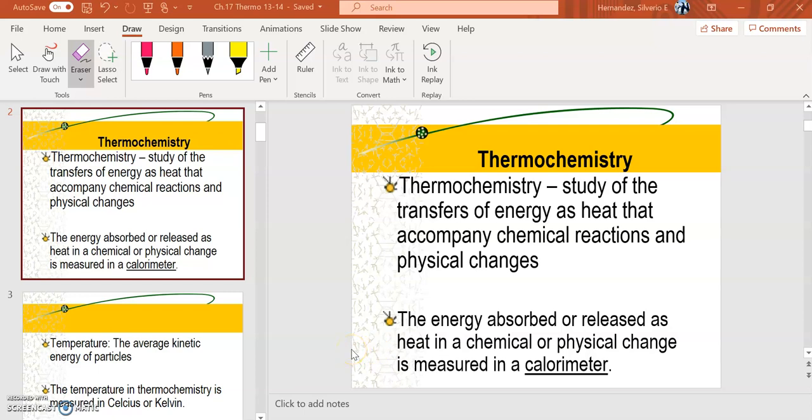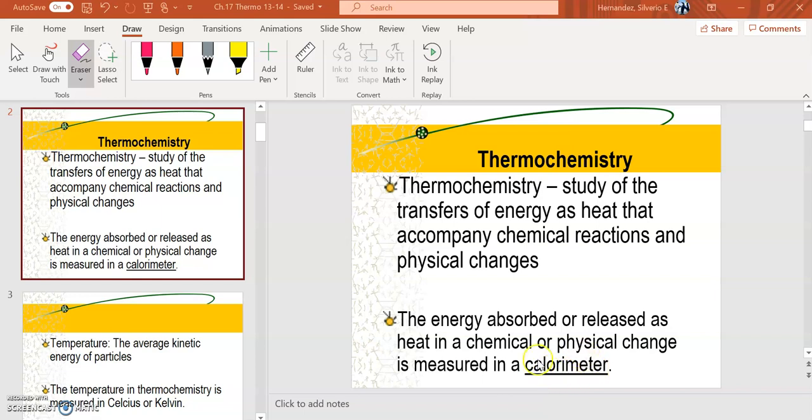So here we go. We're going to do a little lesson on thermochemistry here. We're going to start off with the definition. Thermochemistry is the study of the transfer of energy in the form of heat that occurs through chemical reactions or through physical changes. The way we measure this is we use something called a calorimeter.